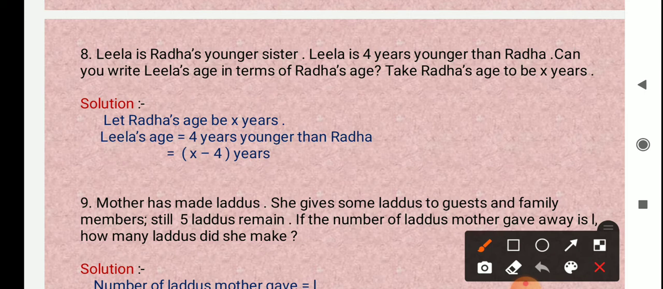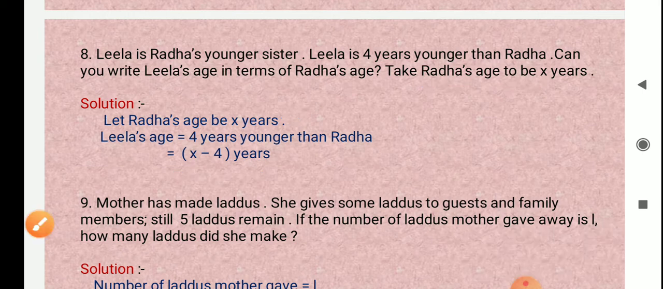Here Radha's age be X years. We have to take it. So here we take Radha's age is X years. Now Leela's age is 4 years younger than Radha. So we have to subtract 4 from Radha's age. Radha's age here is X years. So here Leela's age will be X minus 4 years.